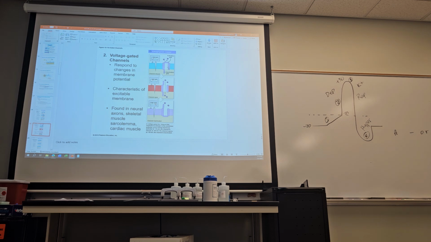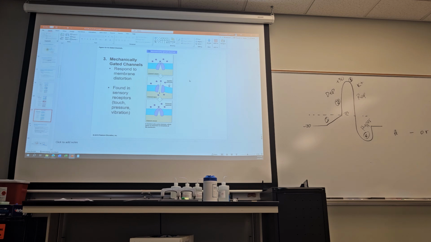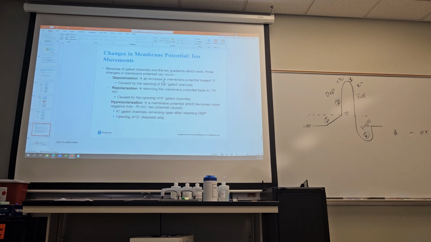And then voltage gated channels are only found on the axon. That's what's responsible for propagation. We have mechanically gated channels. So think about tactile receptors, where you're going to find a mechanically gated channel that depolarizes based upon deformation of the plasma membrane. On the dendrites again, as far as where you're going to find these located on a neuron.